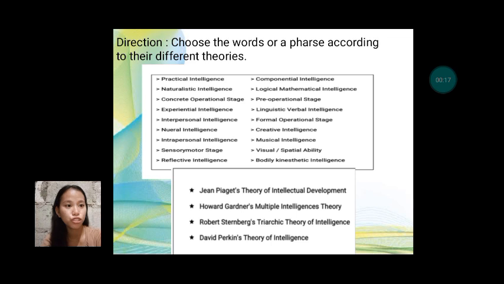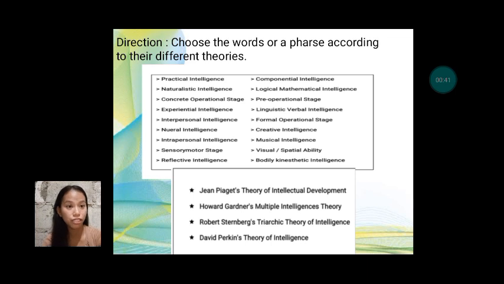So, let's check if you do have an idea about their different theories. Direction: choose the words or a phrase according to their different theories. You need to identify where it belongs. I'll give you 5 minutes to answer.